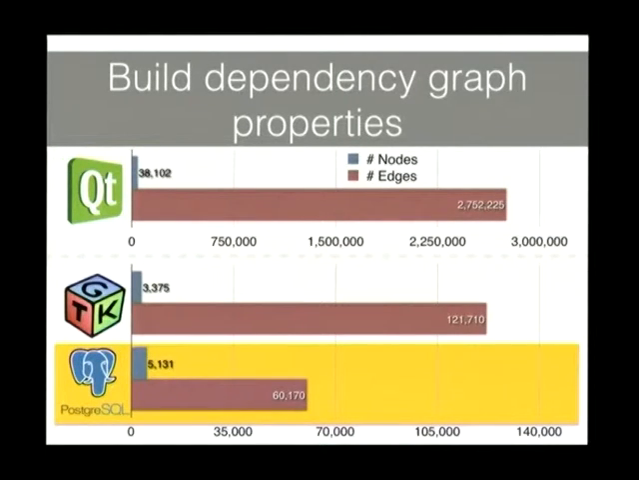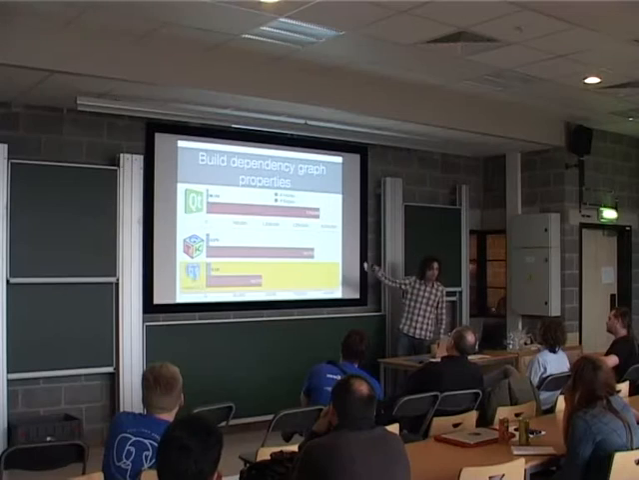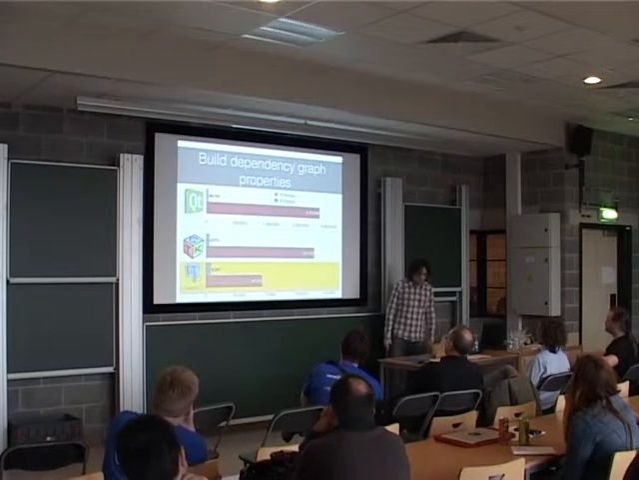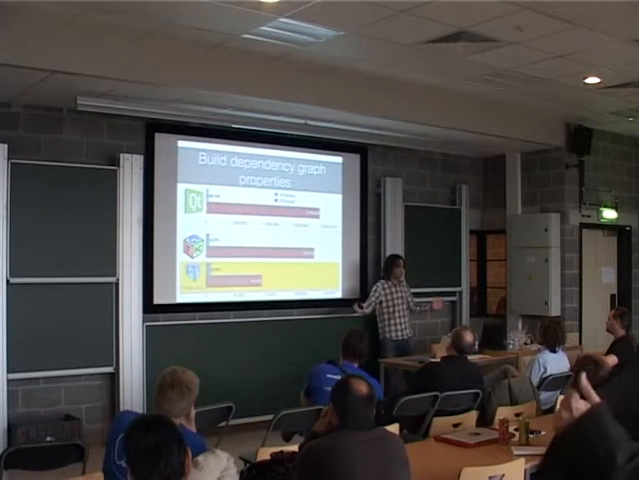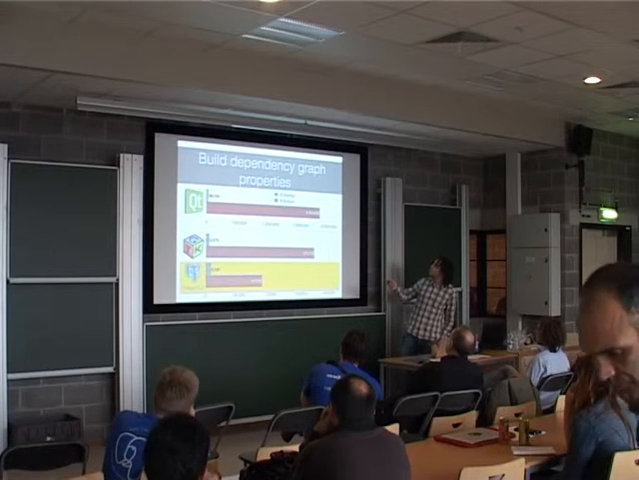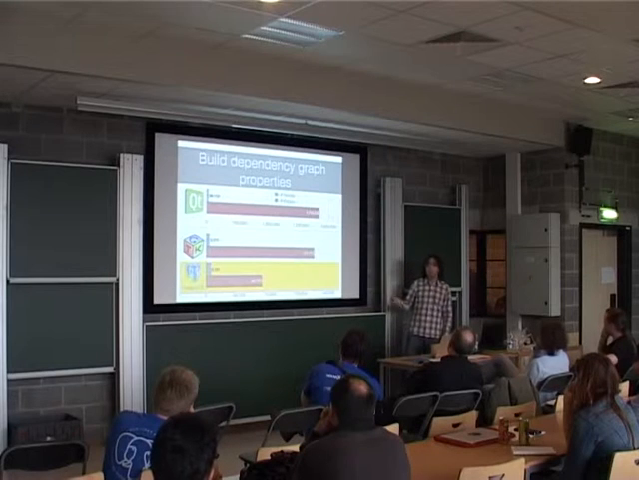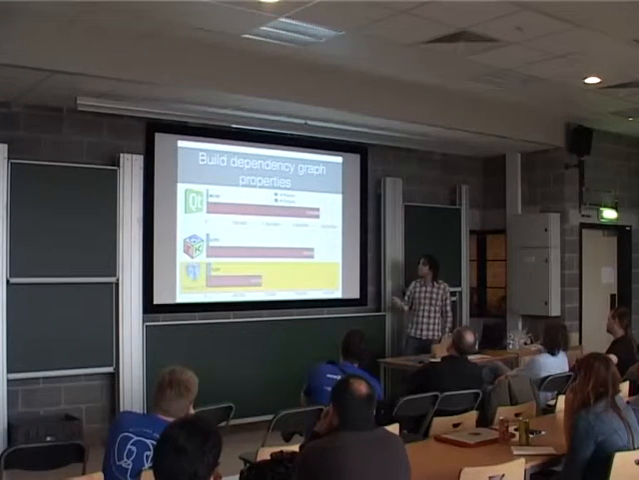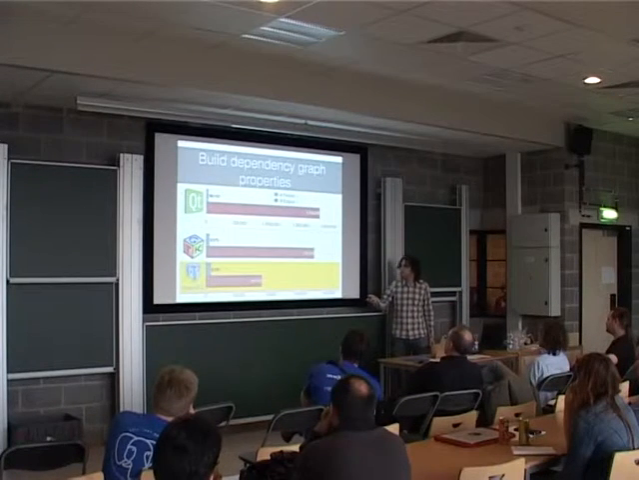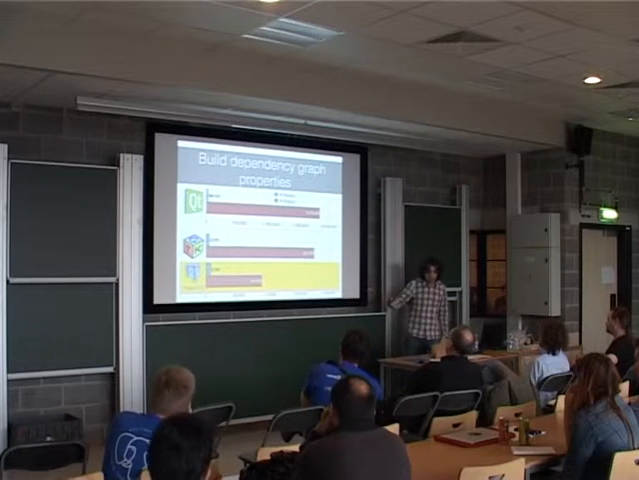I'm showing in blue the number of nodes, so these are files. This would be like .c files, .o files, executables, libraries, these sorts of things. And then the red bars are edges, or dependencies, and the rules that trigger. So you can see we looked at three systems with three different orders of magnitude of edges. Up here, Qt was the largest. It had over 2.7 million edges in its build dependency graph. Glib has about 121,000, and Postgres is the smallest down here.